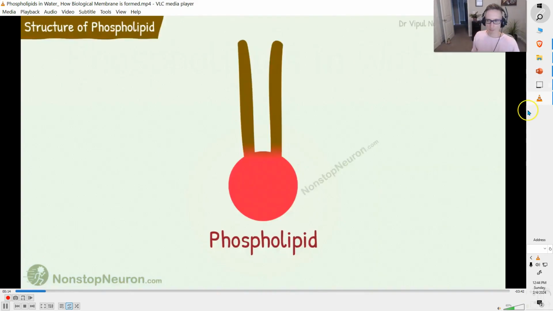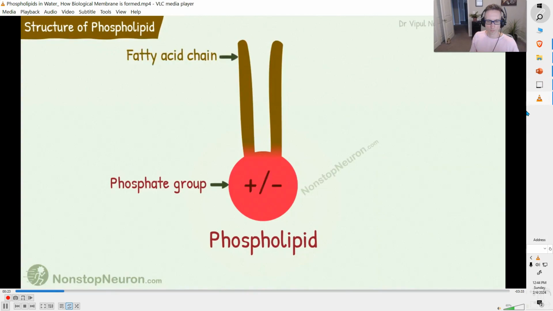First, let's quickly see the structure of a phospholipid molecule. As per the name, it is made up of a phosphate group and fatty acid side chains. The phosphate end is charged or polar, so it's hydrophilic, or in simple words, it wants to stay with water. The fatty acid chain has no charge, so it is hydrophobic, or in simple words, it wants to stay away from the water. This property of phospholipid decides how it interacts with water.